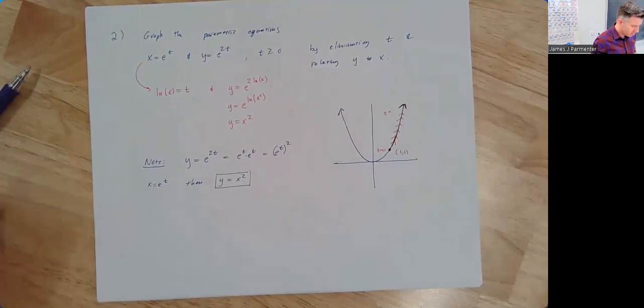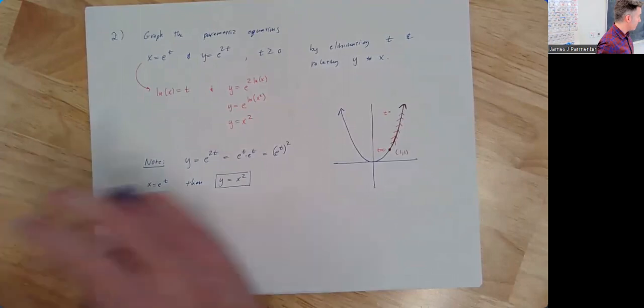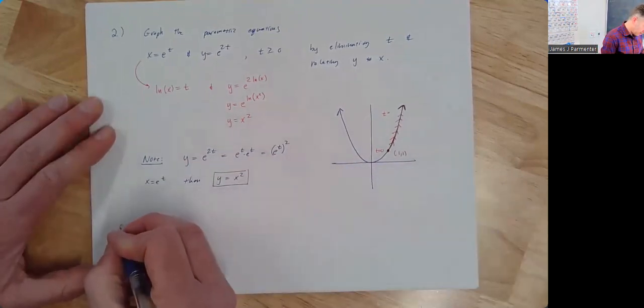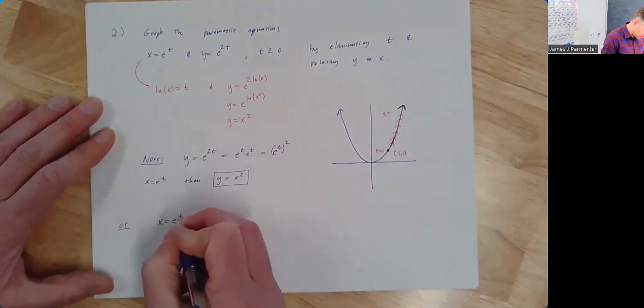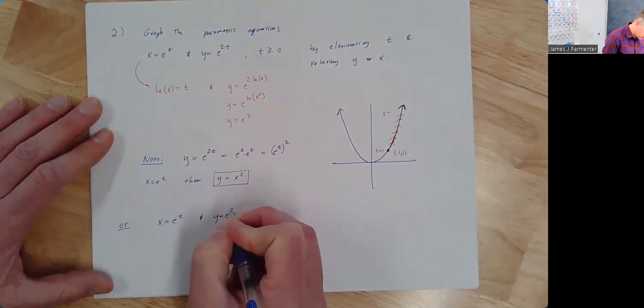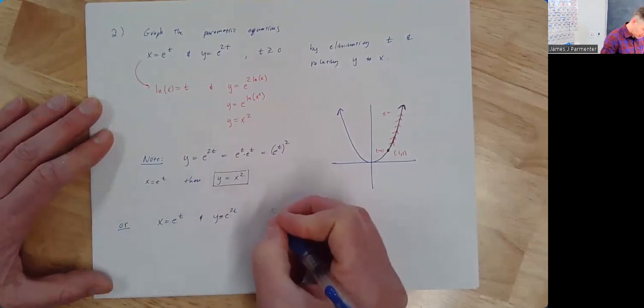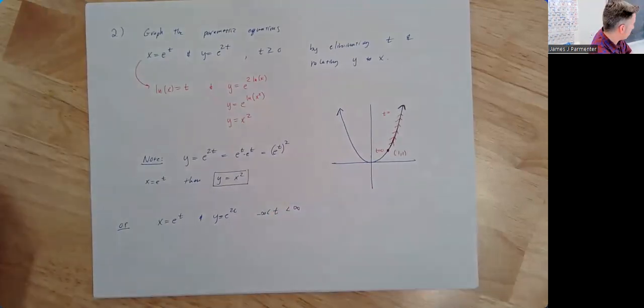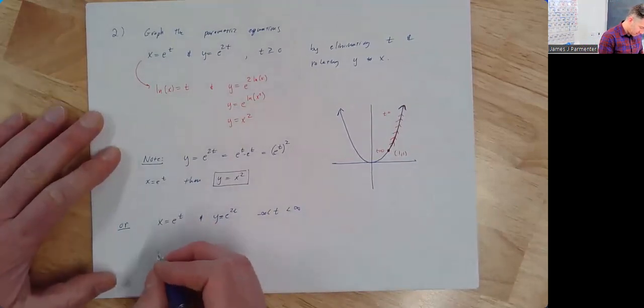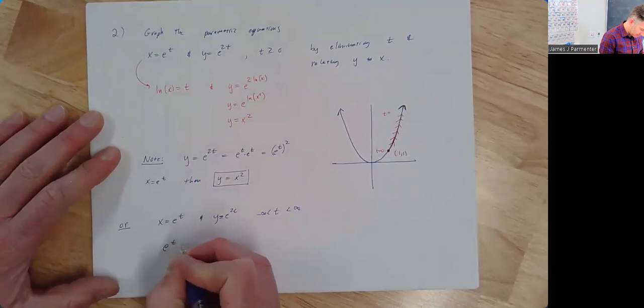Now, interesting question. What if I had changed the domain of t? What if I had said instead, same parametric equations, x equals e to the t and y equals e to the 2t, but now t can be any real number. Do I get the whole graph then? I definitely don't. Let's think about it. If x is e to the t, what happens to e to the t as t goes to negative infinity?